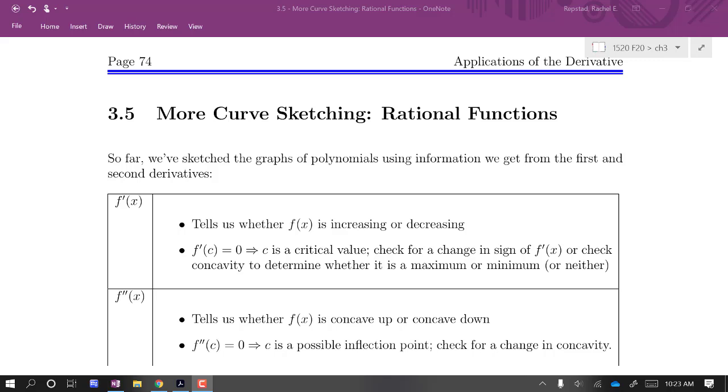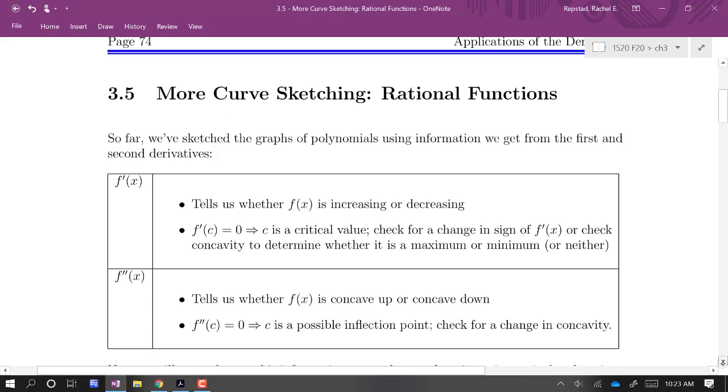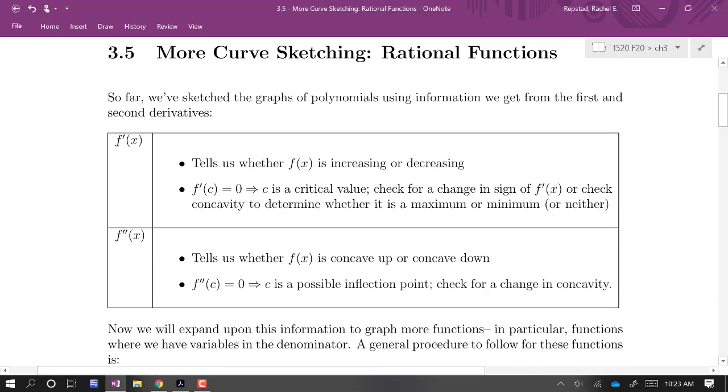In this section, we're going to do some more curve sketching. In the last section, we really just restricted ourselves to curve sketching polynomials. The domain of those functions is all real numbers. And we'll recap a bit of what we learned there, how we go about that process. The information we get from derivatives is summarized in this table.